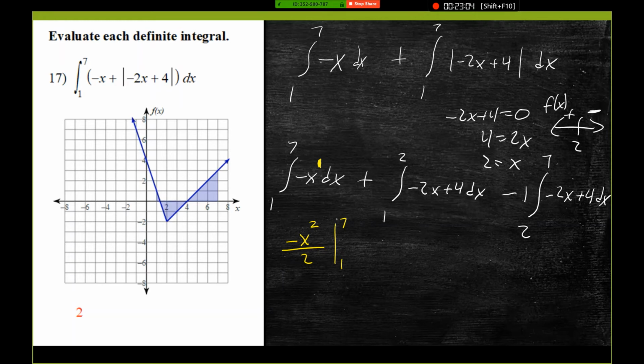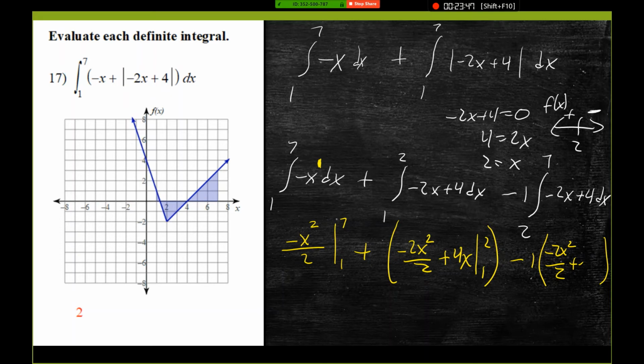Okay, cool. And then I'm going to add my integral of this term. So I'm going to jump over to Sarah. What will happen if I integrate this middle term? Negative 2x to the second power divided by 2, plus 4x. Okay. And I'm going to put that one from 1 to 2. Okay, and then I'll do the same thing over here. Minus 1 times that from 2 to 7. Okay, I just need to plug in upper bound minus lower bound.